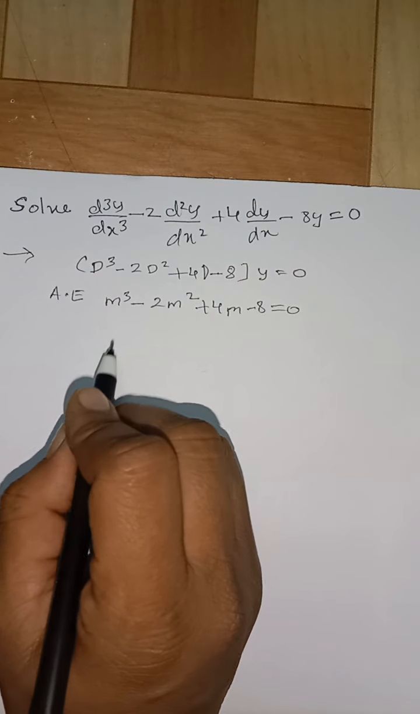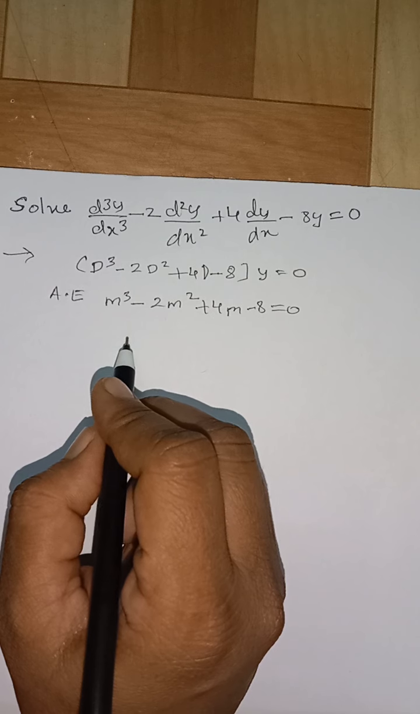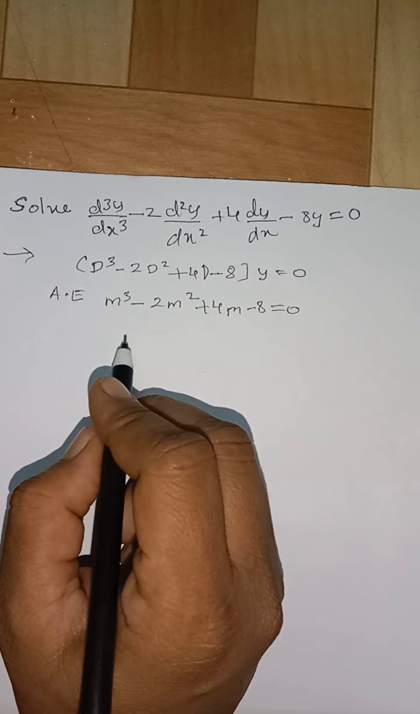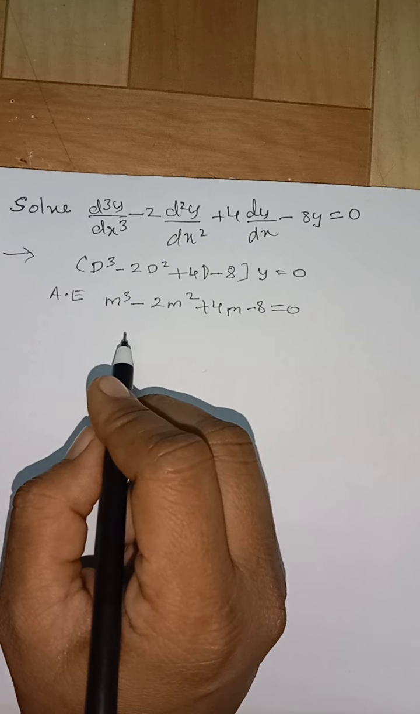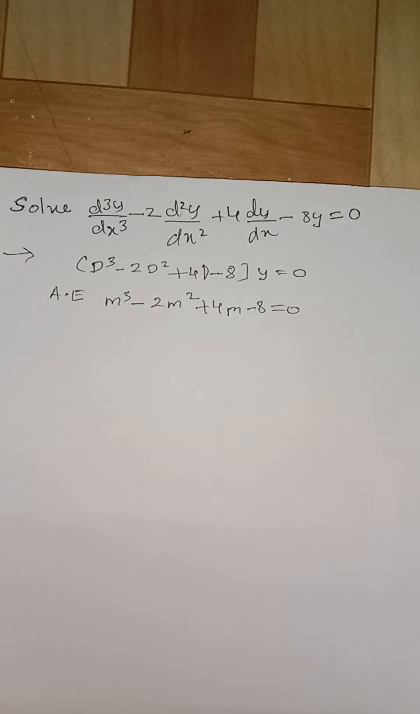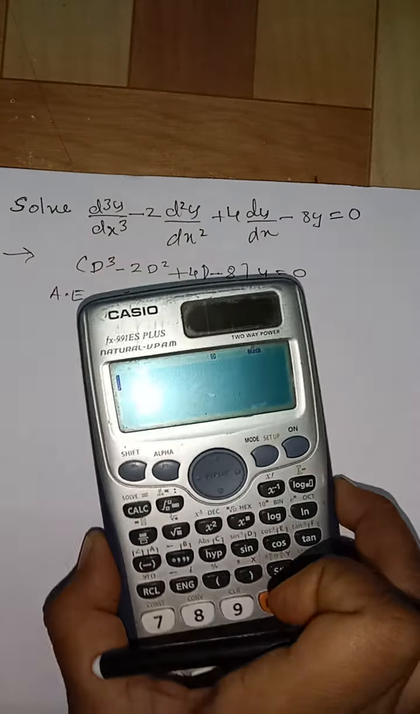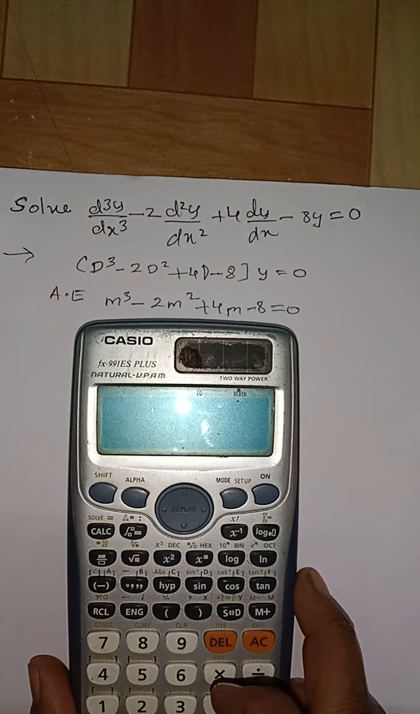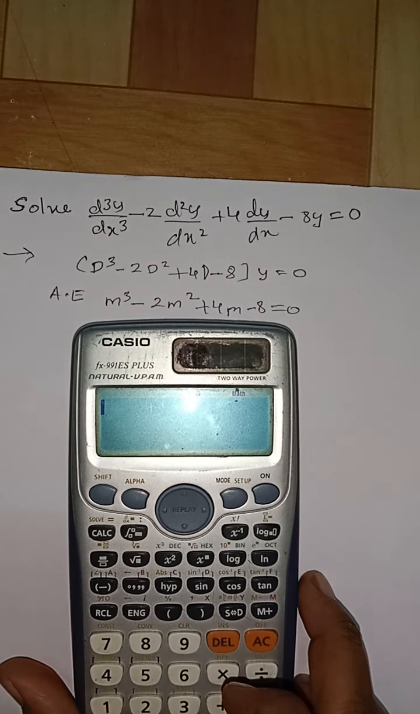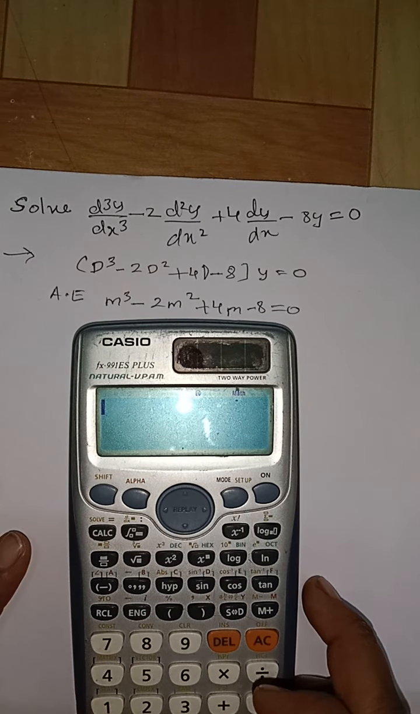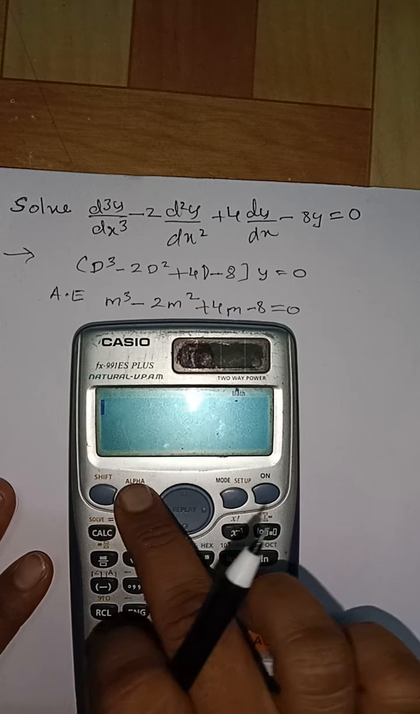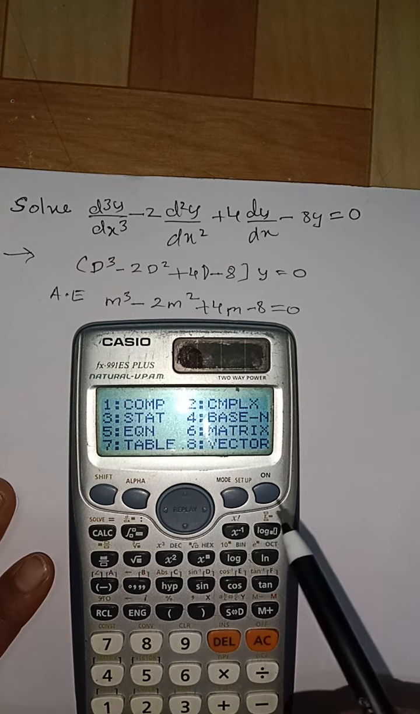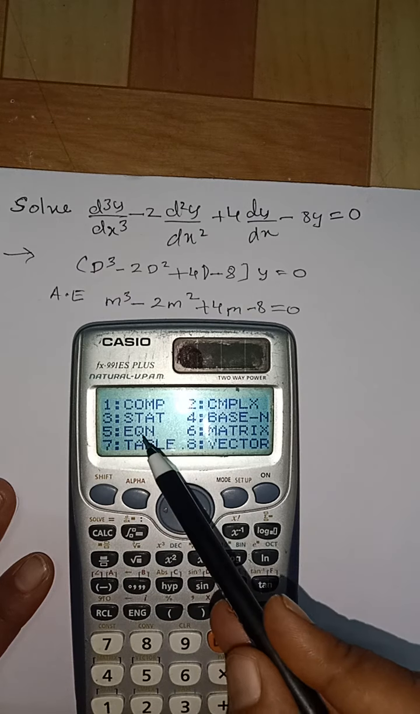Now usually we do factorization. So if you know factorization perfectly, do it, or else use calci to find the roots. So I'll just show you how to operate this calci to find the root of cubic equation. You will get the roots, and the operation is go to alpha mode. So it is showing various options. So equation is on 5.